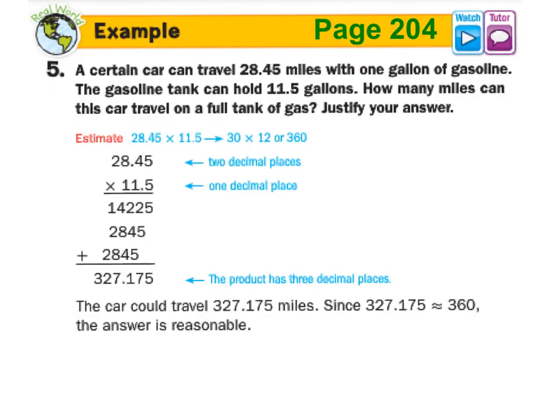Let's try a story problem. Same manner. A car can travel 28.45 miles on 1 gallon. The tank in the car can hold 11.5 gallons. How many miles can this car travel then on a full tank of gas? So let's go ahead and take 2845 times 11.5.